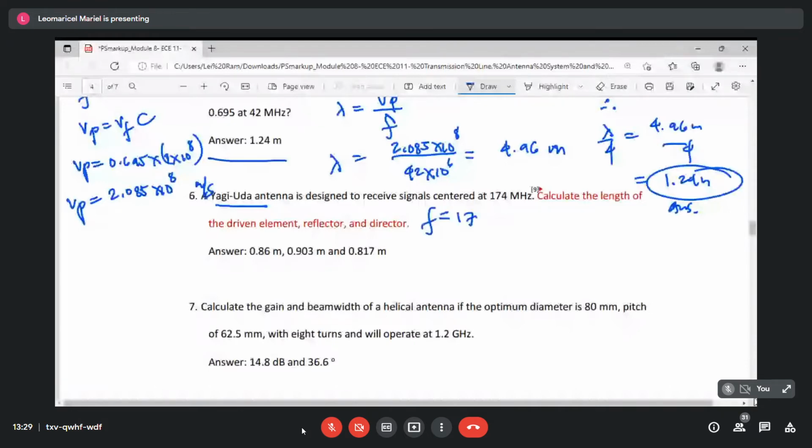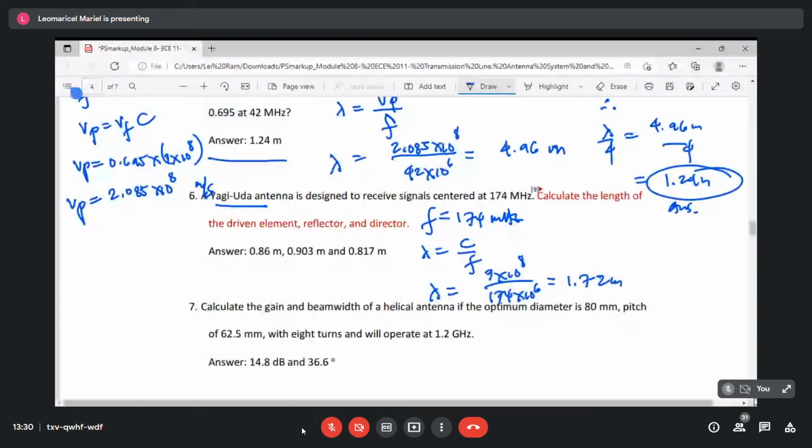So kunin mo yung lambda. So that will be C over F. Hindi mo na gagamitin yung velocity factor, yung velocity of propagation, since wala namang velocity factor. Velocity of propagation is speed of light. So C over F na yun. So lambda will be equals to 3 times 10 to the 8 all over frequency of 174 times 10 to the 6. What is your lambda? 1.72 meters.